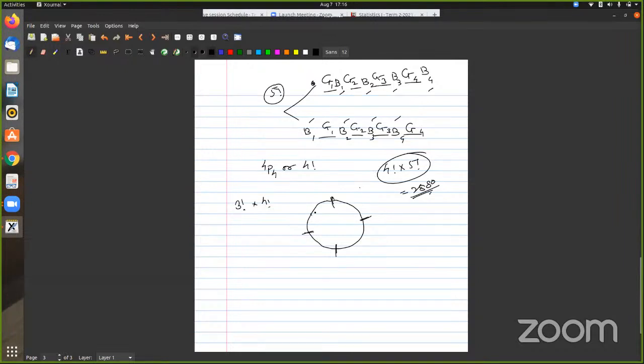So how many places are there here? 1, 2, 3 and 4. 4 places are there. You have to fill these 4 places by 4 boys, and then you have to arrange them. So it will be 4 factorial. So the answer should be 3 factorial into 4 factorial. Okay.